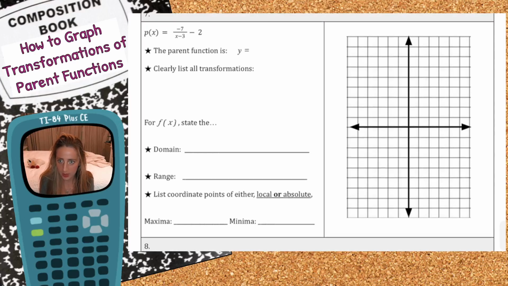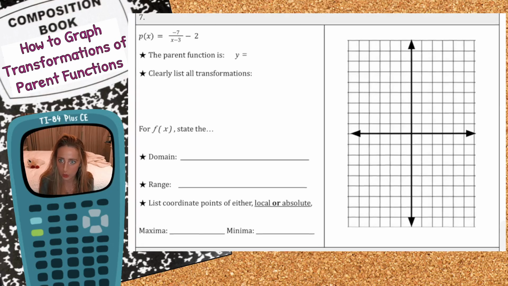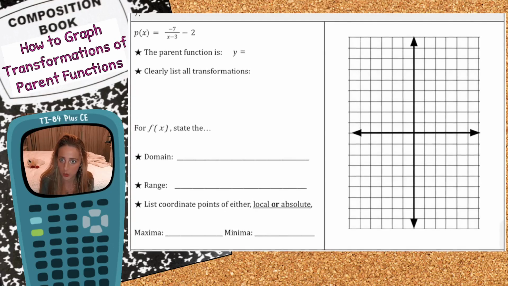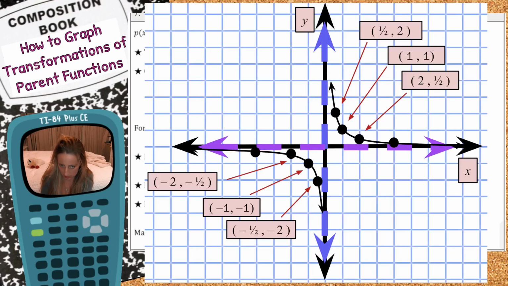Hey everybody, in this video we are going to graph transformations of parent functions, and we are focusing on this example right here. In this example, the parent function is the reciprocal function, which is 1 over x. Now you might be asking, how am I supposed to know what 1 over x looks like? Well, you should know because we did it in class and you have a video lesson to support it, but this over here is the graph of 1 over x.